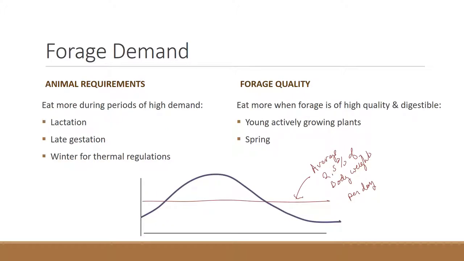Also, I want you to remember that we are going to express forage demand on an average across the year basis. Even though we know that that varies throughout the year, we know that animals eat more during lactation. They'll have higher demands during late gestation, although they might not eat more. And they also have higher demands and eat more in the winter for thermal regulation. We also have discussed that animals eat the most when forage is highest quality and very digestible. So when the forage is actively growing, like in the spring, they'll eat more. So knowing those things, we know that that forage demand or forage intake will change very significantly throughout the year. And yet, when we're calculating stocking rates, we kind of just take a yearly or seasonal average.